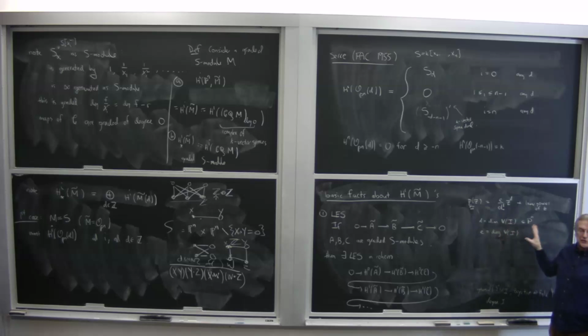But then there's other information you might like to know, like, is my variety rational, or does it have lines on it, or all this other stuff. And so cohomology helps with some of that. And that's what we'll be using it for.